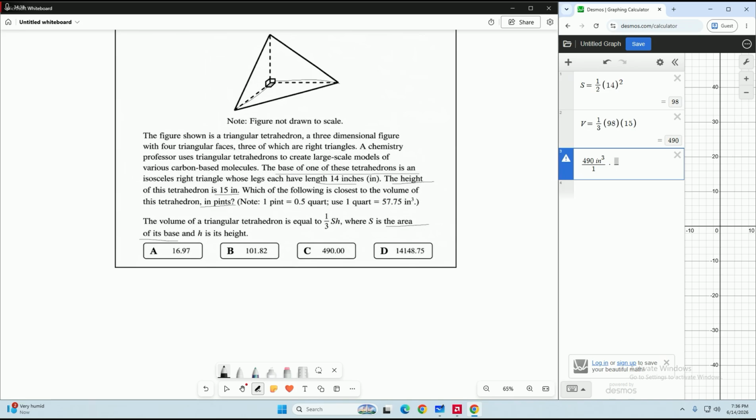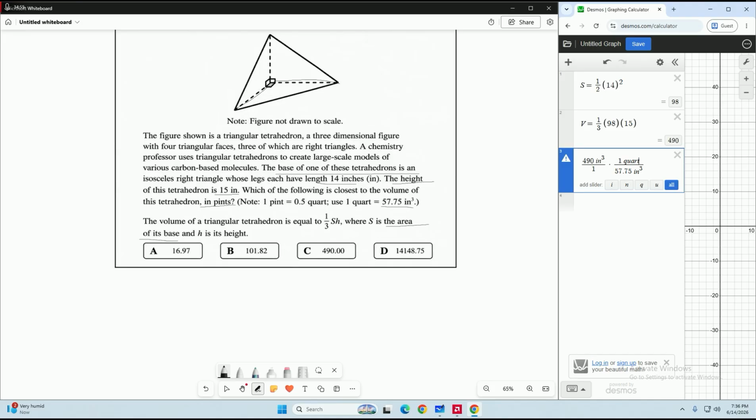I don't want inches cubed. I want the volume in pints. What I'm going to do is put the 57.75 inches cubed in the denominator, because I want the inches cubed to cancel out. So 57.75 inches cubed, that's 1 quart.